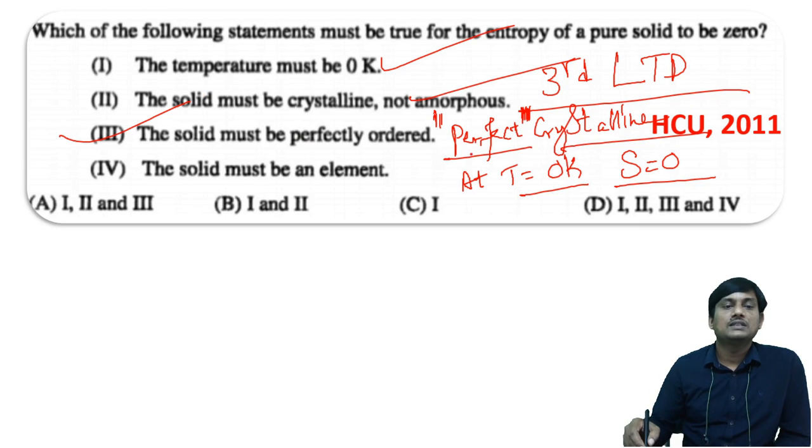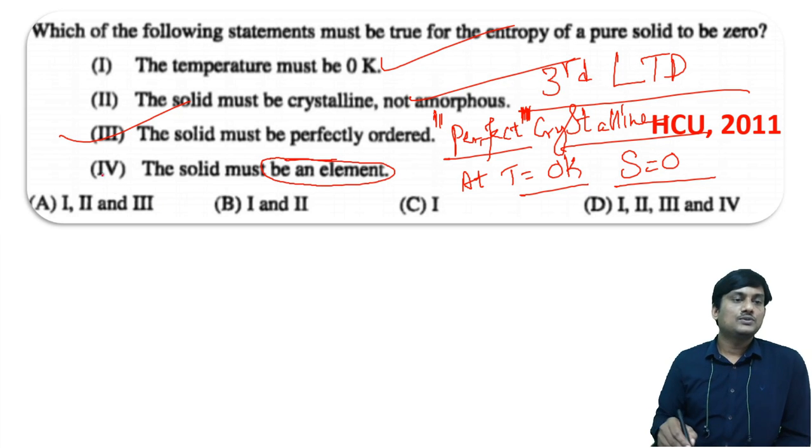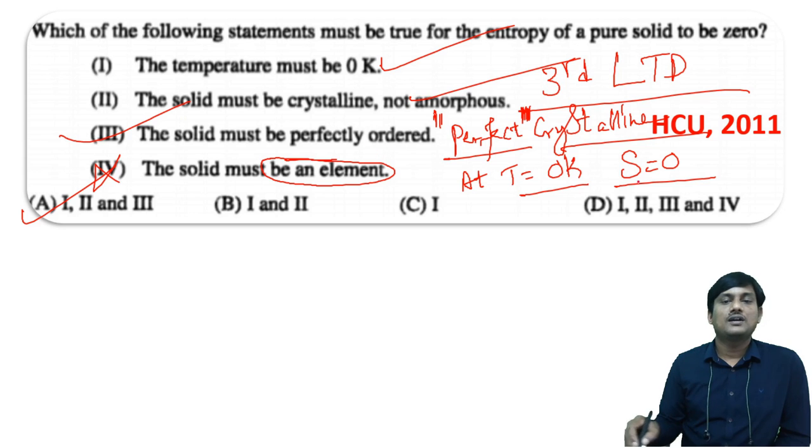Perfect means there are no imperfections. The solid may be an element, but it need not be. So this one is wrong. So what is correct? 1, 2 and 3. For any substance at 0 Kelvin, crystalline, perfect solid, the entropy is 0. This is the statement of the third law of thermodynamics. So this one is the correct one.